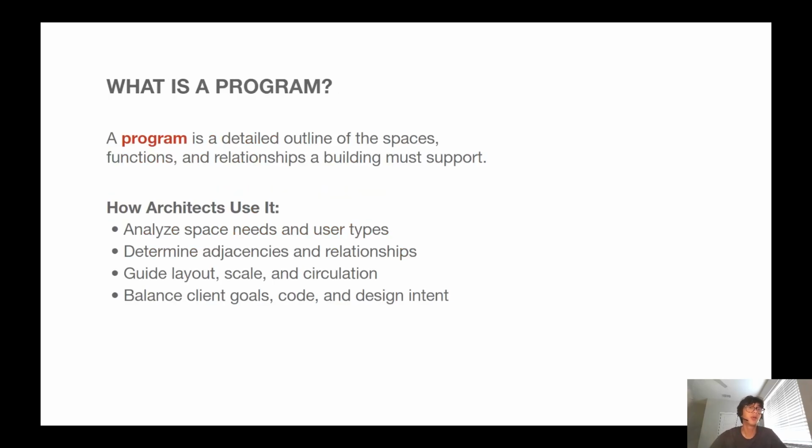So essentially, a program is a detailed outline of the spaces, functions, and relationships a building must support. Architects typically use it to analyze space needs and user types, determine adjacencies and relationships, guide layout, scale, and circulation, and also balance client goals, code, and design intent.